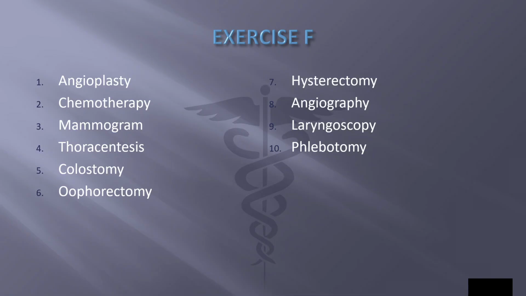Exercise F. Select from the following terms to complete the sentences below. Our word bank, we have angiography, angioplasty, bronchoscopy, chemotherapy, colostomy, hysterectomy, laryngoscopy, mammogram, oophorectomy, phlebotomy, and thoracentesis. Number 1, surgical repair of a blood vessel using a catheter, which is a tube, balloon, and stent, is angioplasty.